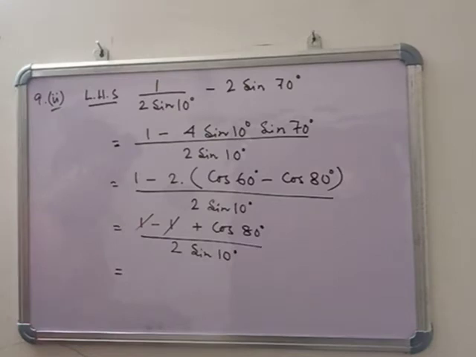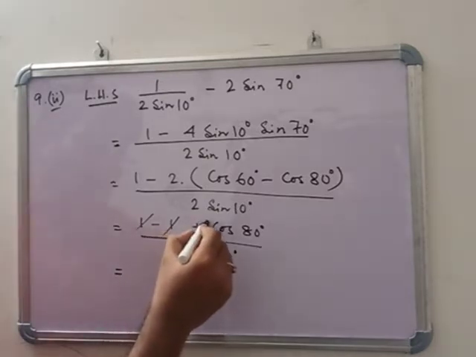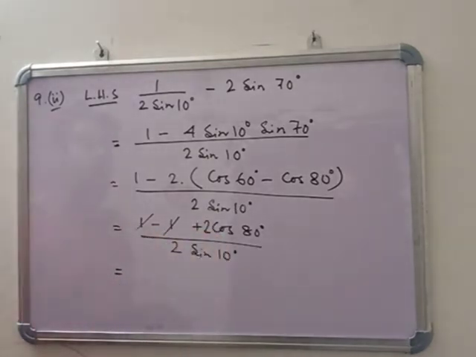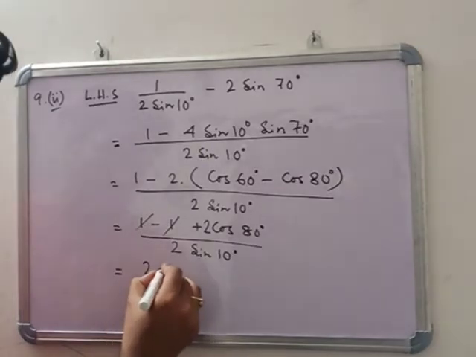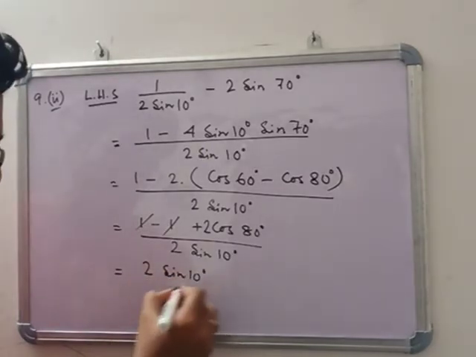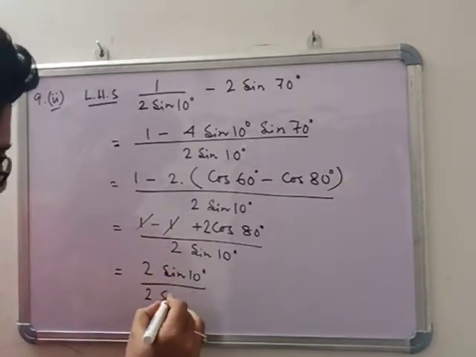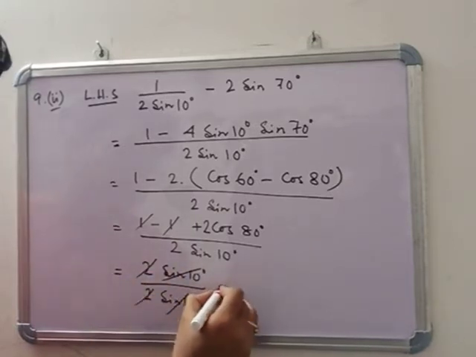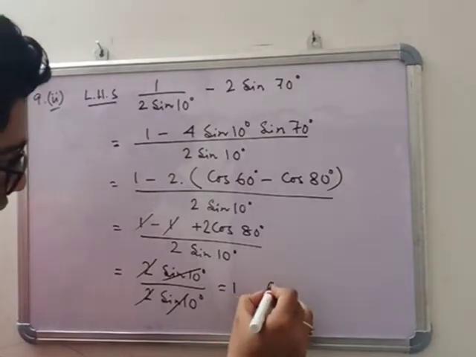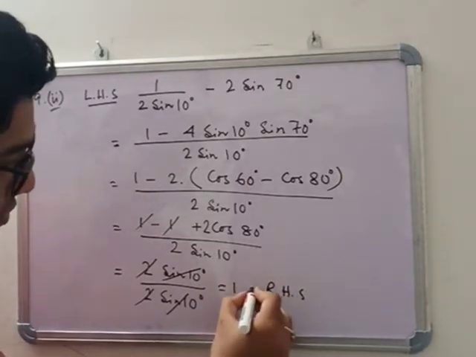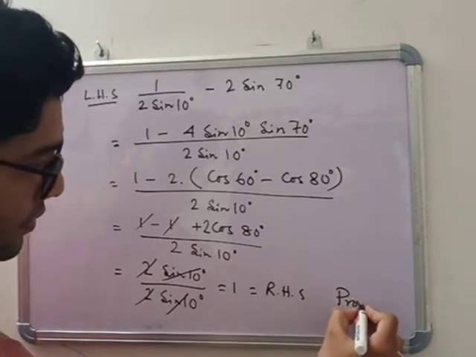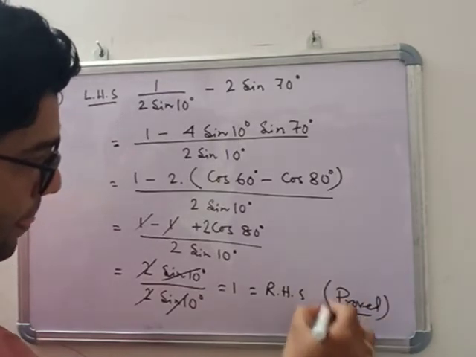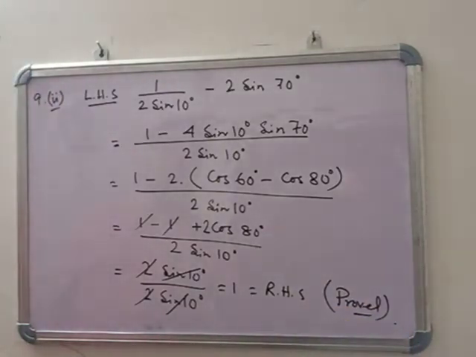So cos 80 means 2 sine 10, so 2 sine 10 by 2 sine 10, cancelled. This is 1, which is the RHS. Okay.